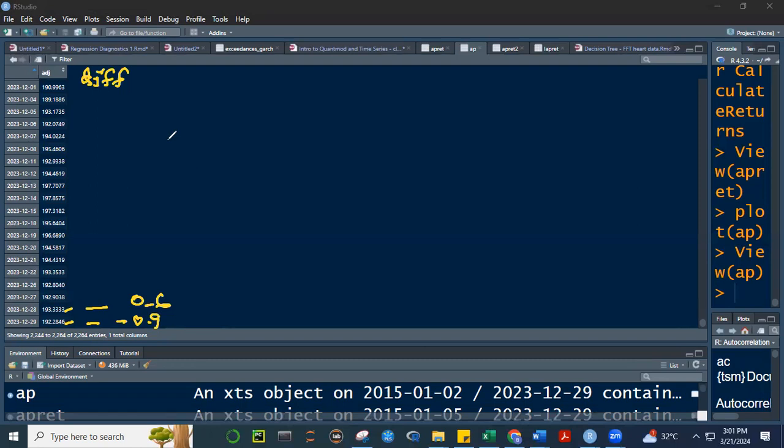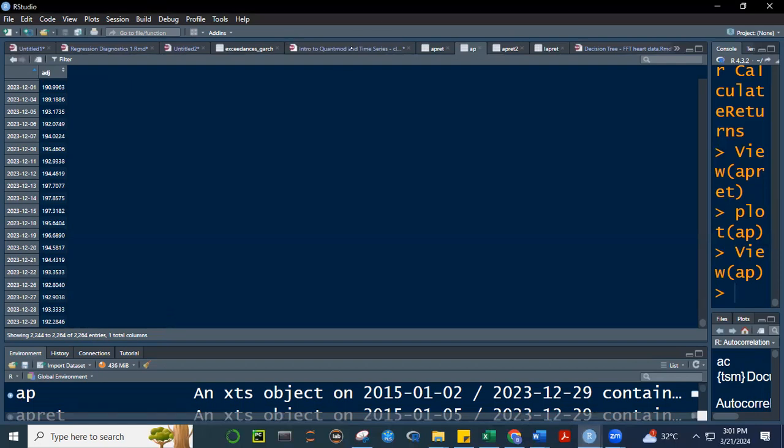Now take note, when you model this later on, you will have to revert back to your original data, and we'll discuss that. So that's how you get the differencing. And of course, in R, it will simply be diff of diff, so you'll have two differencing.